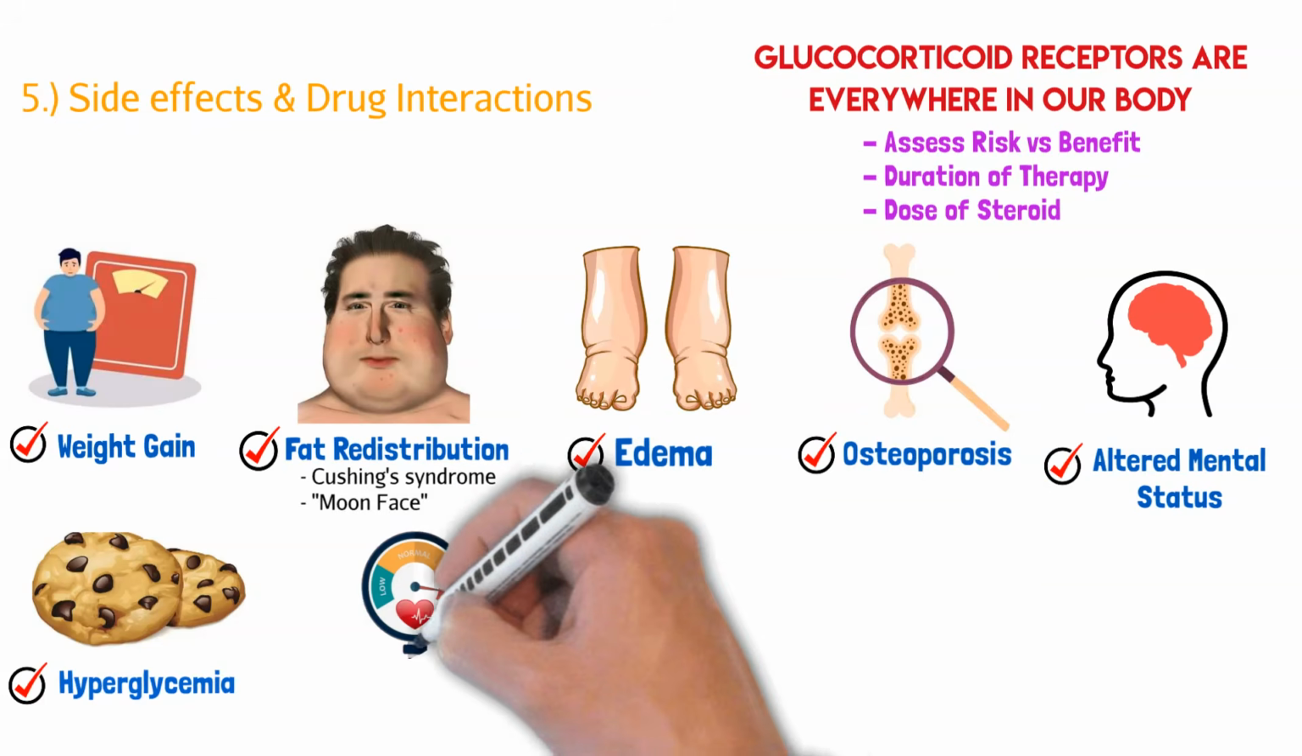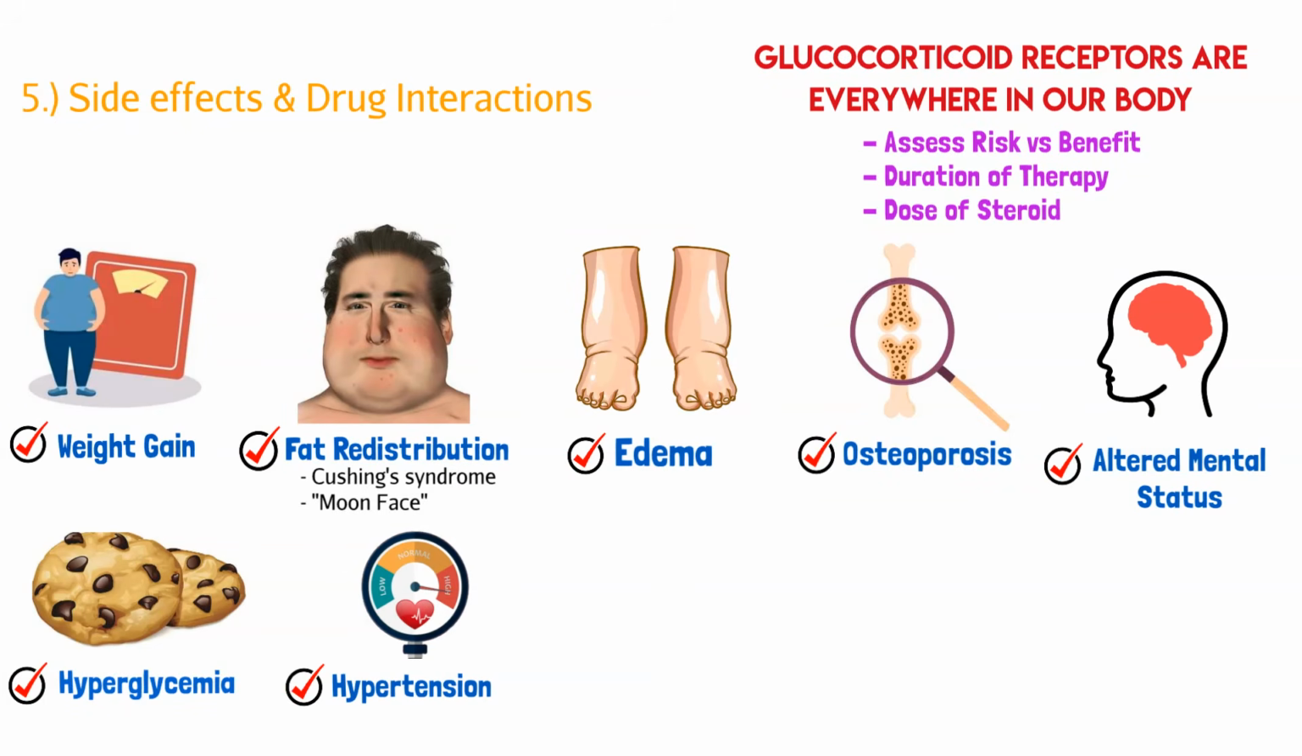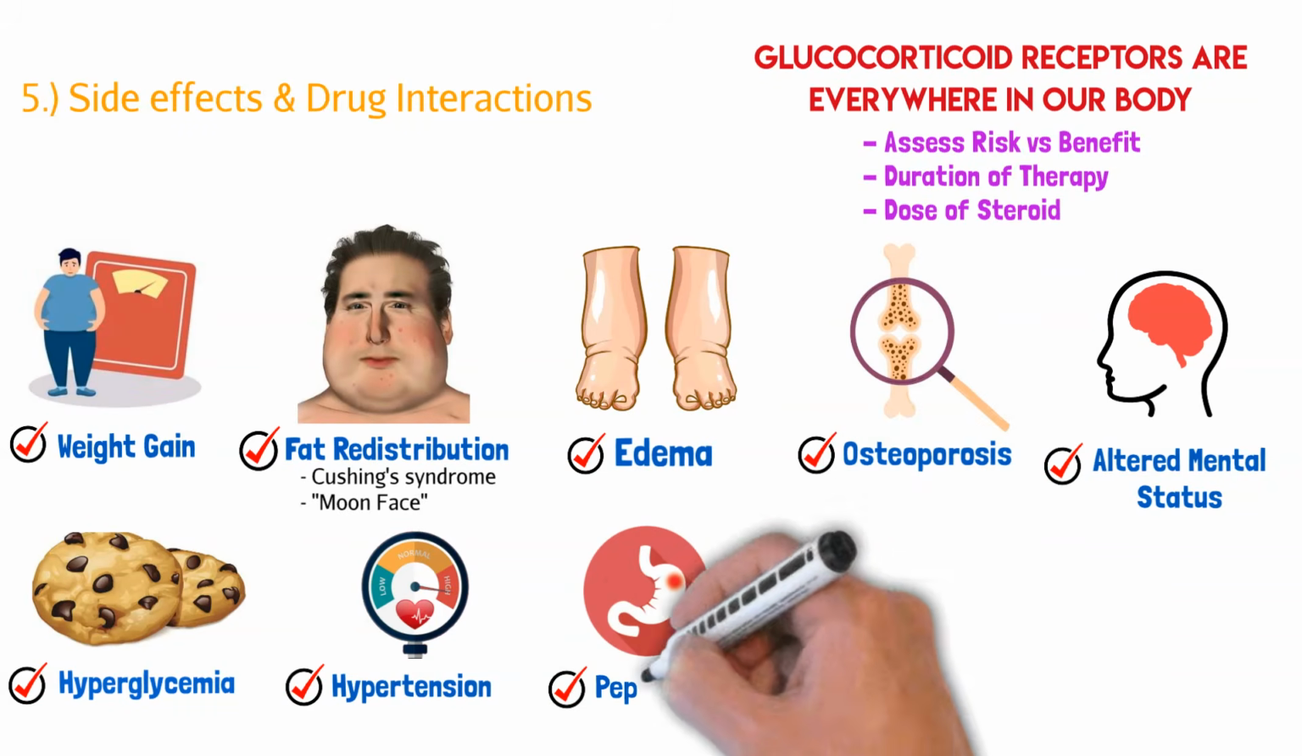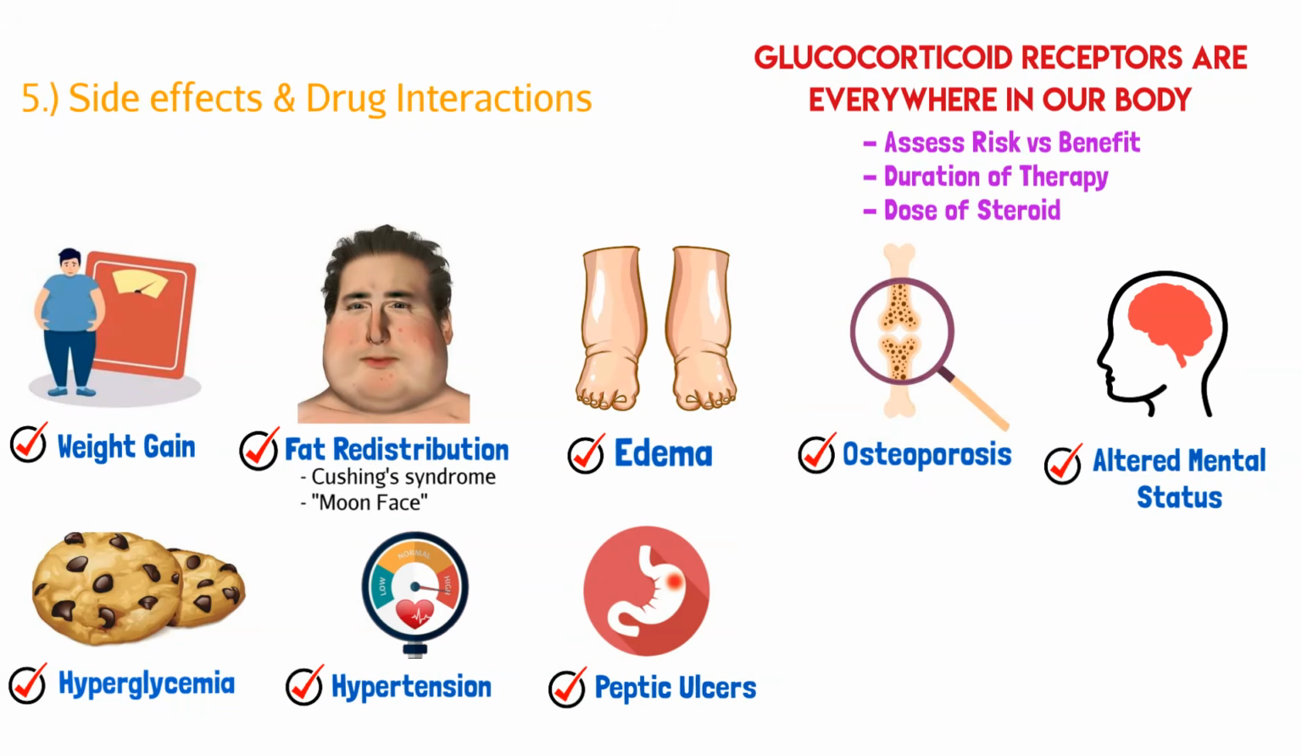The next side effect is hypertension. We do see sometimes an uptick in a patient's blood pressure. One thing to note is peptic ulcers. We do see some patients whose stomach lining weakens, and we do see peptic ulcers develop in the patient's stomach.